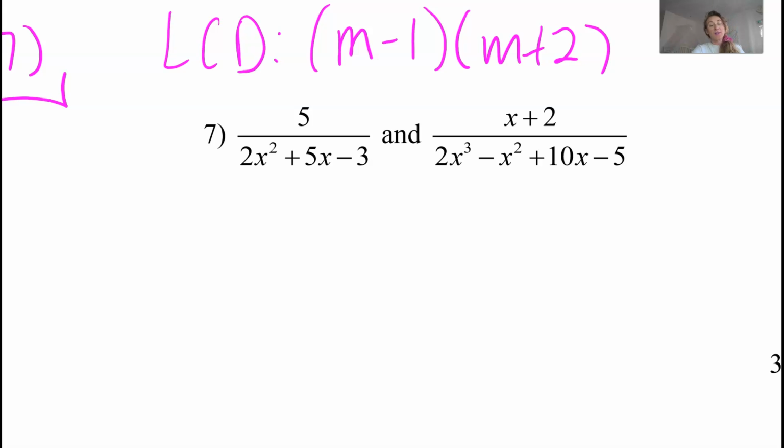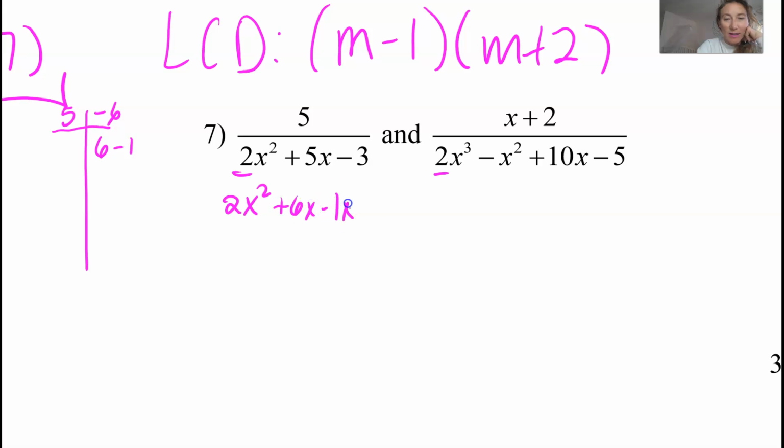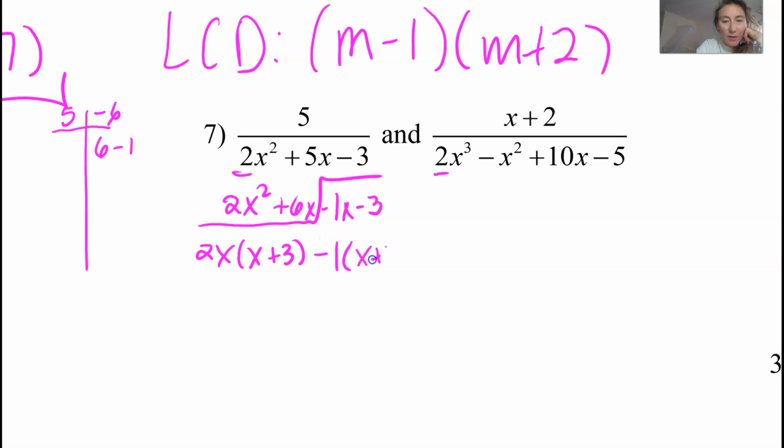Okay, so then here on number 7, I need to factor the denominators first to see what they've got. There might be a common factor between these, especially since this one has a 2 and this one has a 2. Maybe there's something to that. So I'm going to take a quick minute and factor those. I've got the 5 and the negative 6, so that's going to be 6 minus 1. So 2x squared plus 6x minus 1x minus 3. Then I do that fun fence. 2x, and then I have x plus 3, and negative 1, x plus 3. 2x minus 1 is one of the binomial factors, and x plus 3 is the other factor.